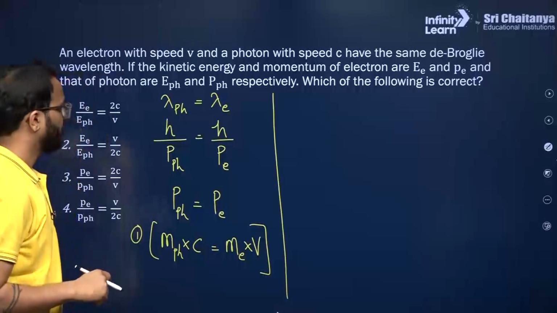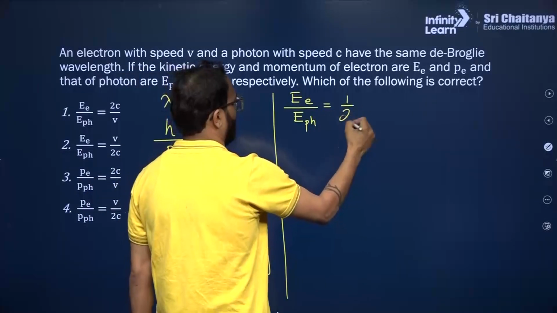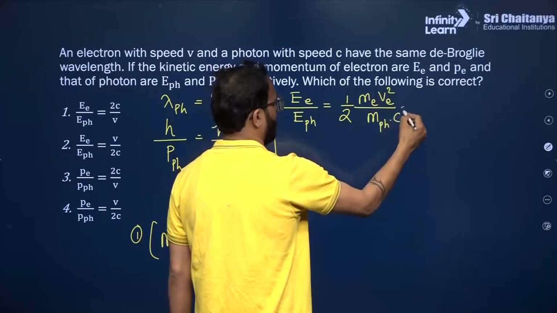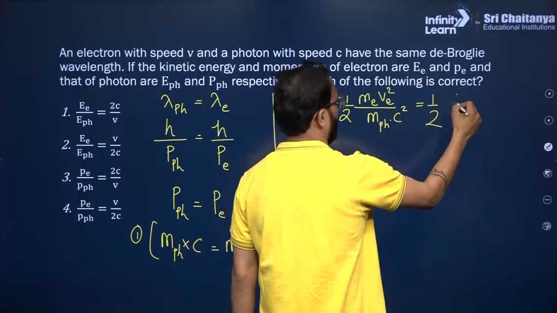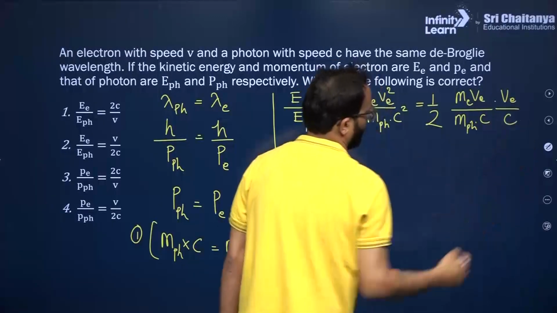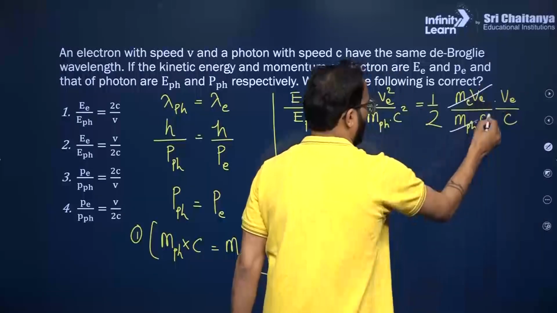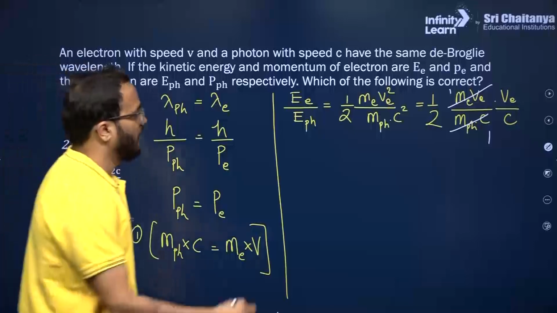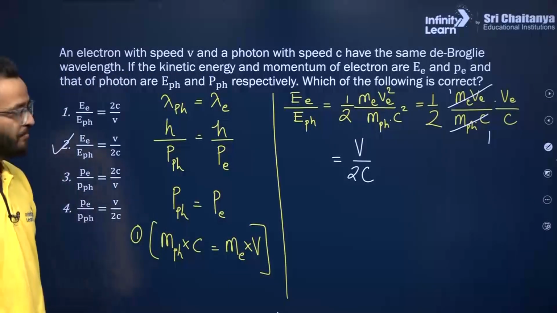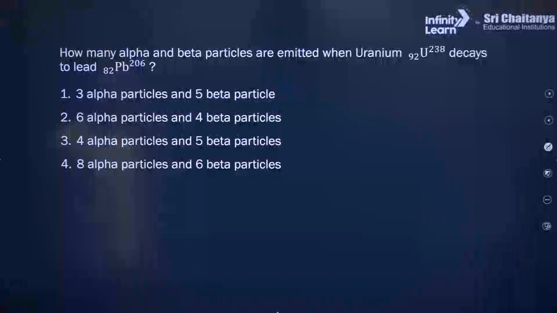Now let's move on to the next step, energy. So they want us to find out energy of electron upon energy of photon. Now what is energy of electron? Half m_e v_e square upon energy of photon, which is m c square. So we can write it like this, half into m_e v_e upon m_ph c into v_e upon c. Can we write it like this? Now in the numerator we have the momentum, in the denominator we have momentum, and the momentum are same. Why? Because their wavelengths are same. So what is the answer? v upon 2c. So which option is correct? Second option. Did you understand? It's a very simple question and a very simple solution. Clear?